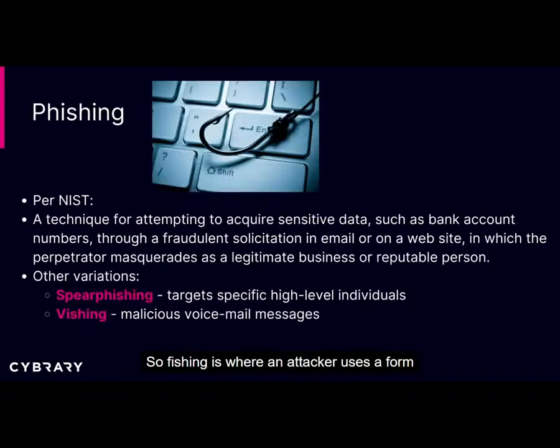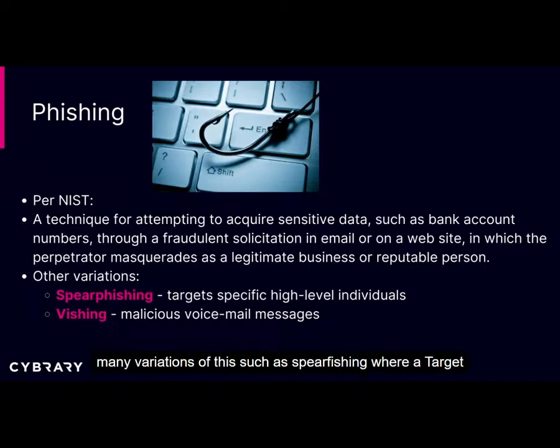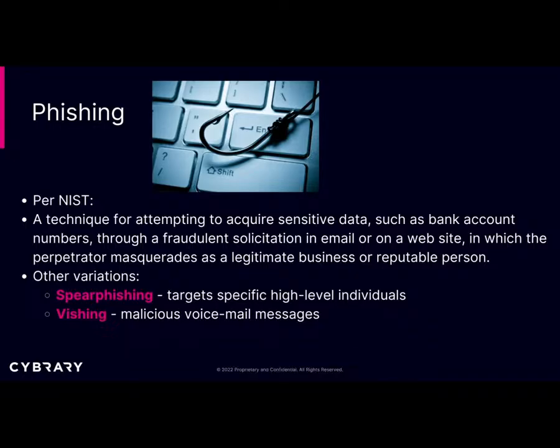So phishing is where an attacker uses a form of social engineering to get the victim to do something. And typically it's through email, and the attacker's using spoofing. So they'll send an email that looks legitimate and entices the recipient to click a link or open an attachment. And this attack uses spoofing because the attacker usually poses as someone the recipient will trust. And the outcome of this type of attack can affect any aspect of the CIA triad. There are many variations of this, such as spear phishing, where a target is a high-level individual usually, or vishing, where a malicious voicemail message is being used instead of an email.